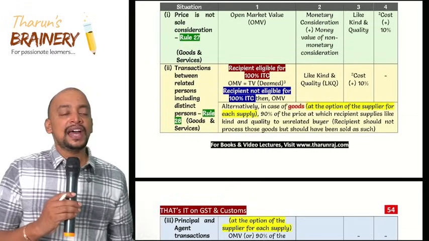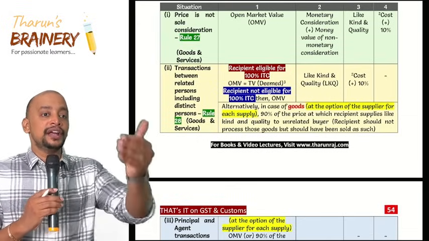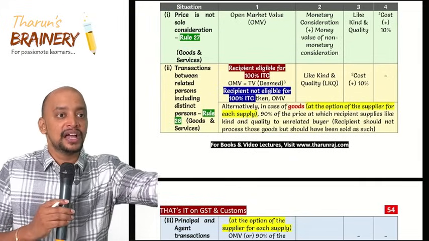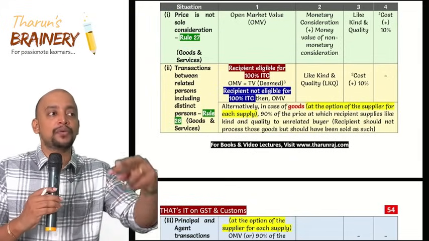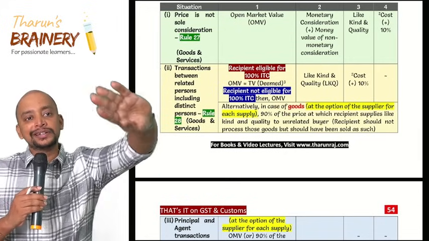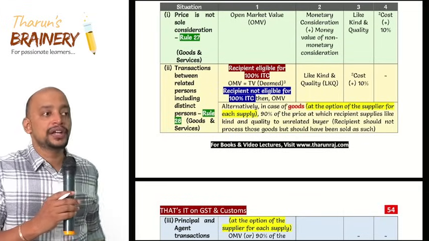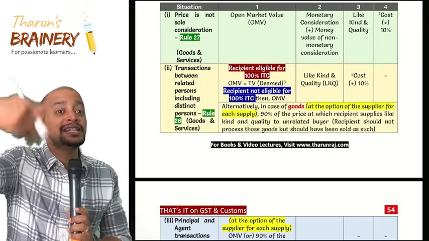For example, I am making a sale to a related person, you are that related person, and you subsequently sell that to an unrelated buyer and you will pay GST. Now, can you take ITC on the inward supply? I am selling to you, which is your inward supply. You in turn sell it to another person. Can you take full ITC? Yes, you can take full ITC. Why? Because your outward supply is taxable.